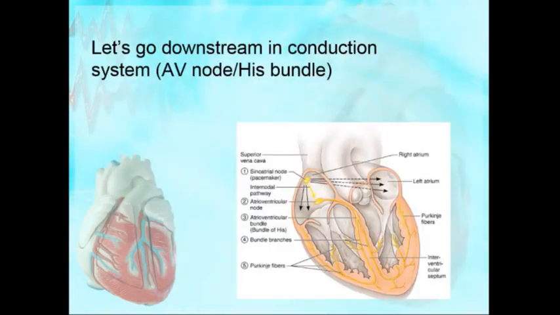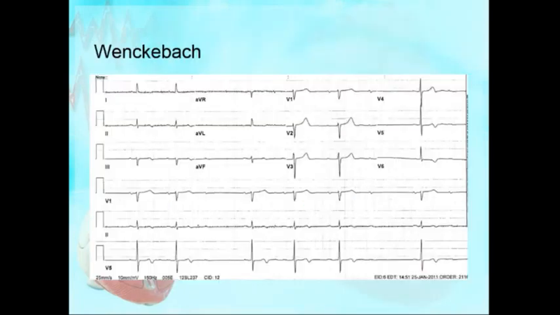Let's go downstream, AV node, bundle of His. Just the conduction system is up here for you guys. Sinus node, AV node, bundle of His, Purkinje fibers, right bundle, left bundle. We'll talk about some of the common heart blocks.